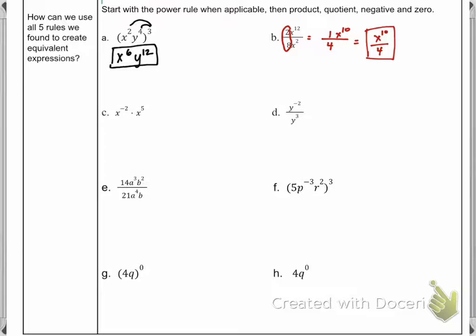If you have 12 x's on top, 2 on the bottom, you can cross out 2 and you're left with 10. Okay, so you've got 1 over 4 and then x to the 10th, and I just chose to write my final answer without that 1.